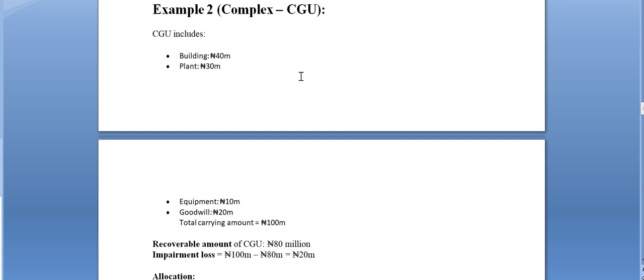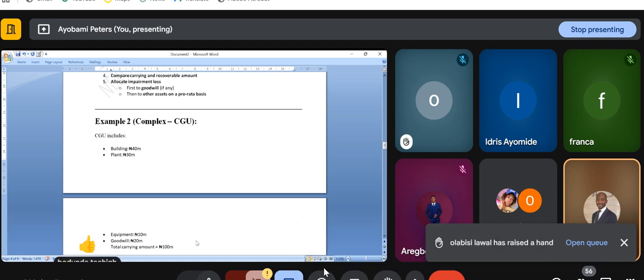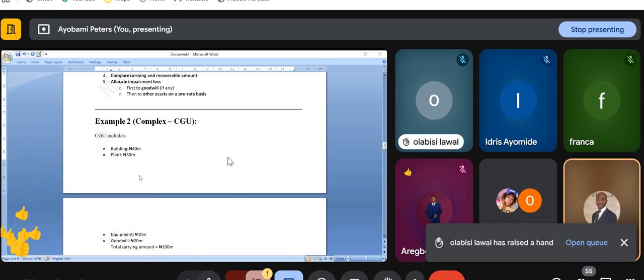I hope you can still see my screen. Yes, sir, I can see it at my end. Okay, thank you. So we have the following CGU group. Please remember what I call the CGU. Okay, Olabisi Lawal, you are raising your hand. Go ahead.